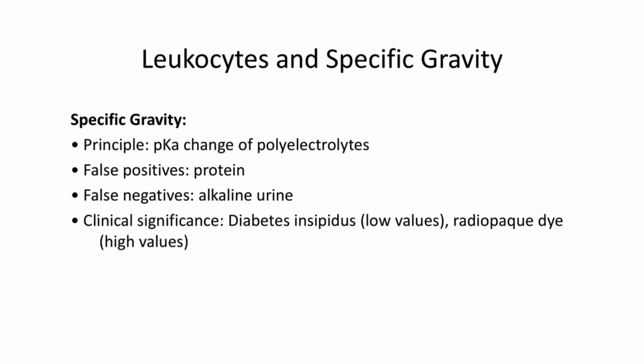Specific gravity testing relies on the pK, a change of polyelectrolytes. False positives can occur with protein and false negatives with alkaline urine. Clinically, very low values may indicate diabetes insipidus, while high values may result from radiopaque dye.